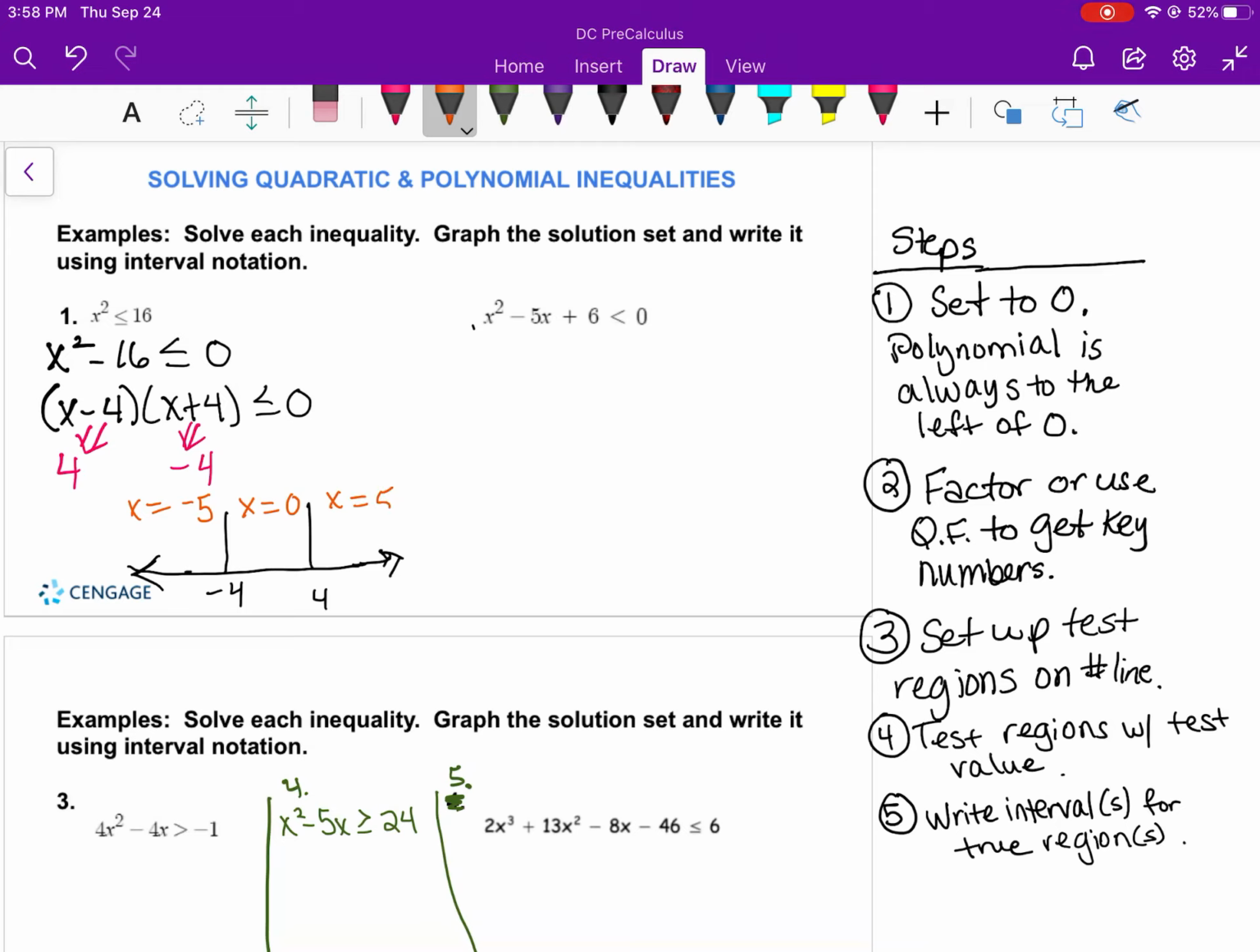So I've chosen an x value on the left side of negative 4, an x value in between negative 4 and 4, and an x value bigger than 4.